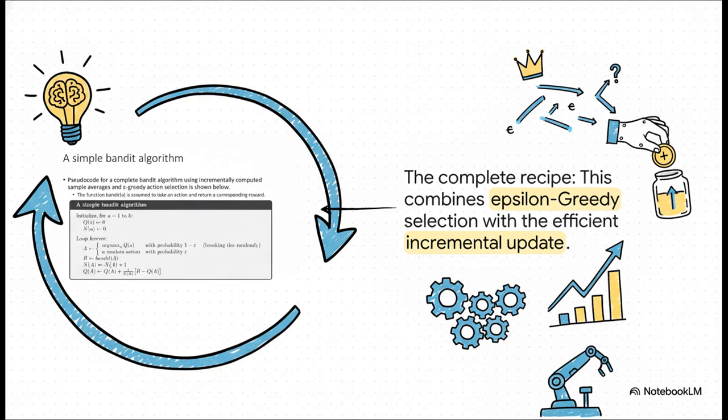And here it is, the whole shebang. This is the complete recipe for our simple learning agent. You start by setting all your Q values to 0, then you just loop forever. Inside the loop, you use our epsilon greedy rule to pick an action, either the best one or a random one. You take the action, get a reward, and then use that super efficient incremental formula to update your Q value. That's it. It's a complete, simple, and surprisingly powerful learning algorithm.